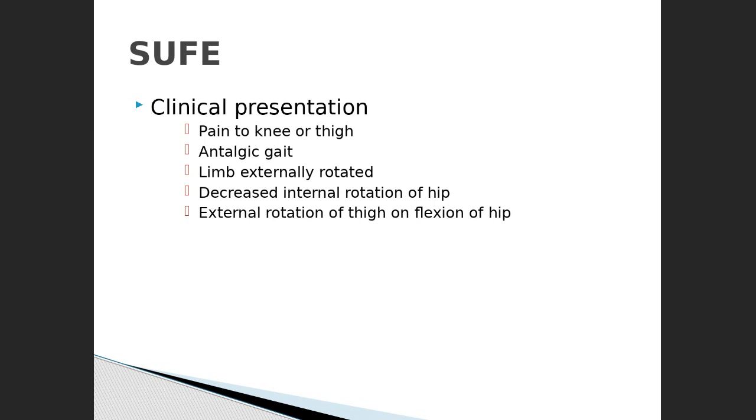The patient with a slipped upper femoral epiphysis will also have an antalgic gait. And by antalgic gait, I mean they're walking with a limp, and the stance phase on the affected side is reduced. The limb will also be externally rotated. When you're examining the patient, you'll notice that they have decreased internal rotation of the hip, and whenever you try to flex the hip, you'll find that the hip naturally externally rotates. Some of these patients will also have a limb length discrepancy. So this is the clinical presentation of the patient with the slipped upper femoral epiphysis.